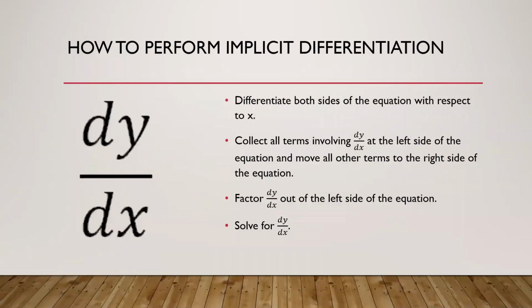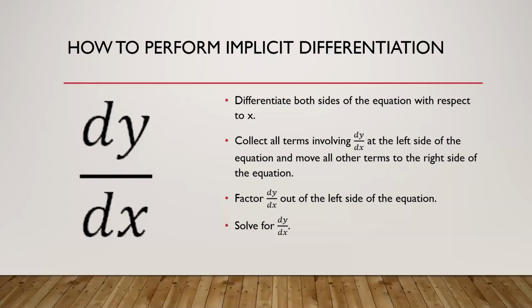Okay, so here are the steps on how to perform implicit differentiation. First, we're going to differentiate both sides of the equation with respect to x. So, ang gagawin natin is magdi-differentiate tayo ng bawat term sa both sides. Okay? Yan ang ibig kong sabihin. Then, second step is we're going to collect all terms involving dy over dx at the left side of the equation and move all other terms to the right side of the equation.